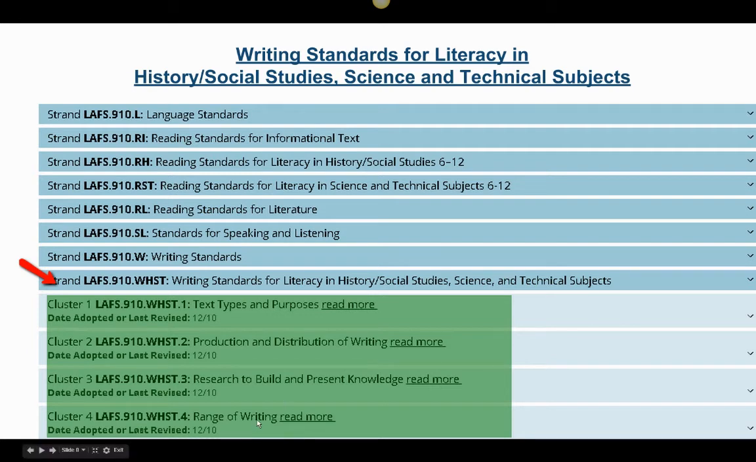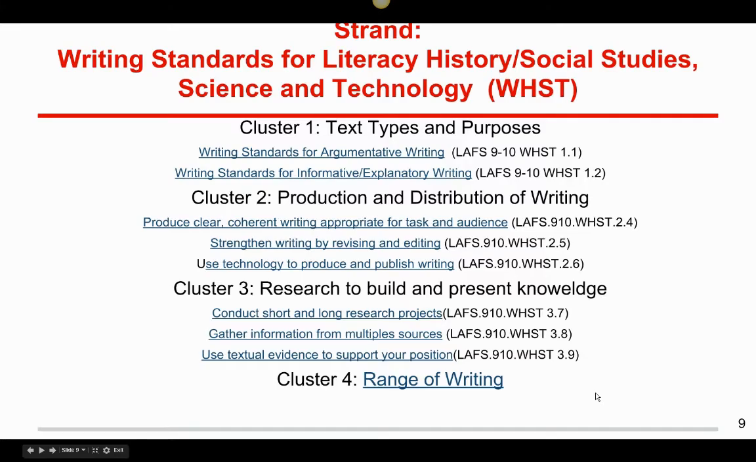And that basically means how much writing students do. We should be giving them short writings, long writings, and over different types of topics. This page contains direct links to each one of the standards in the clusters. So in text types and purposes, you have 2 standards. Production and distribution, you have 3 standards. Research to build and present knowledge, you have 3 standards. In a range of writing, there is only 1 standard. So you can look at those at your leisure.